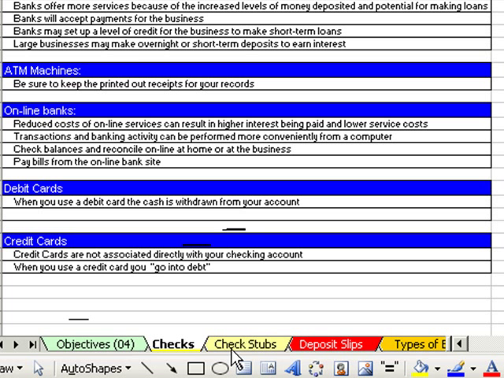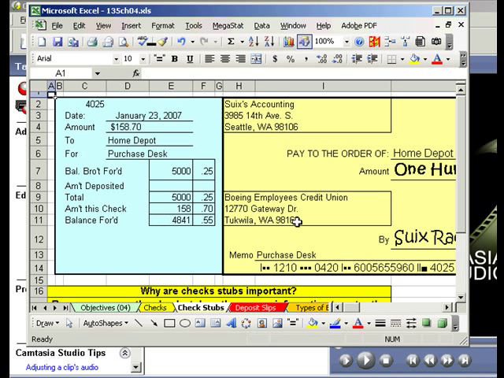All right, let's go over to our next sheet tab, check stubs. Hey, check stubs. This is the same check here made out to Home Depot for $158.70. Why are check stubs important? Because, and it doesn't matter if it's attached to the side like this or it's a carbon copy underneath, these are important because when you write the check and send it off or give it to whoever, you retain this and you use this to record this into your checkbook register or your accounting system. So that's why check stubs are so important.